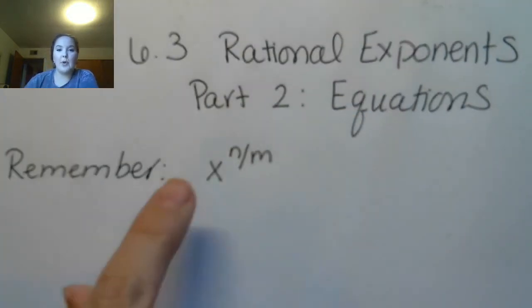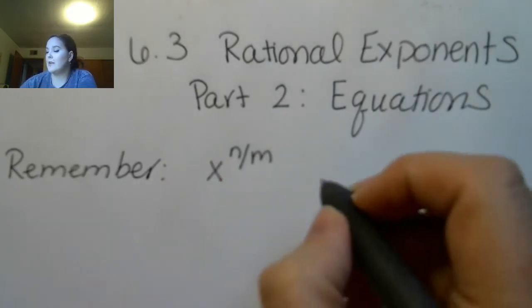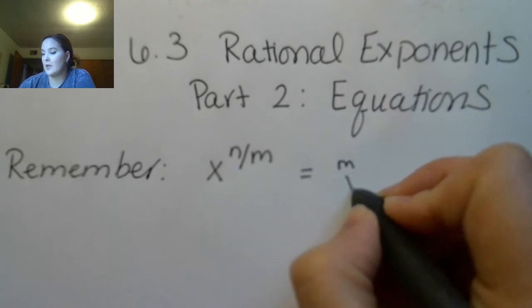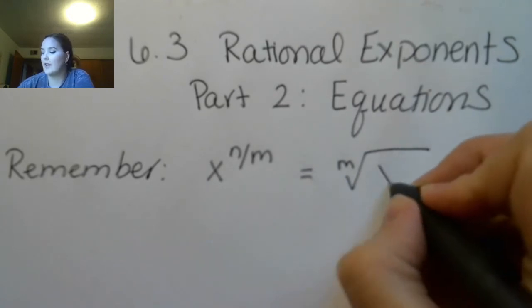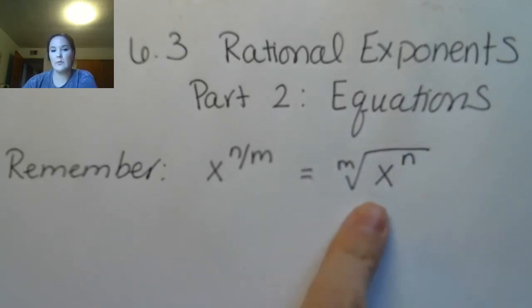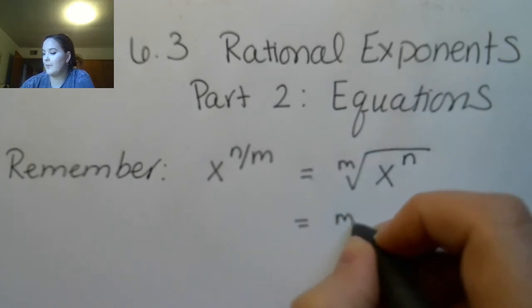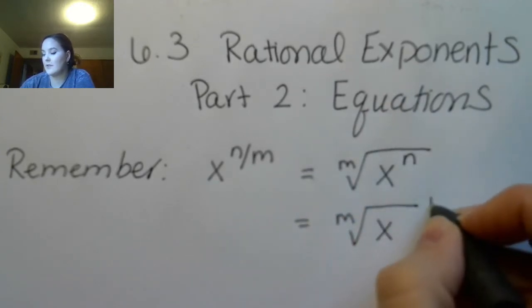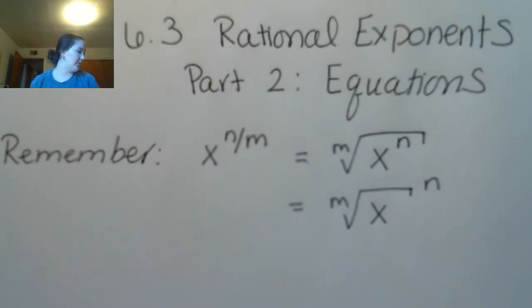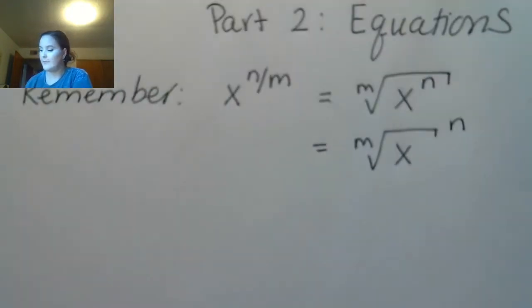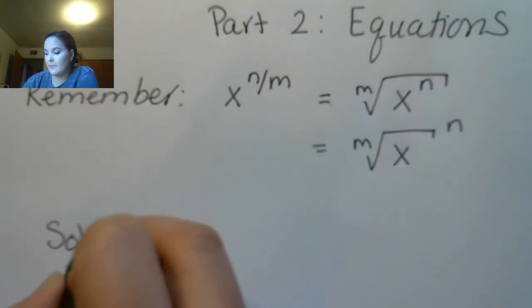Okay, so remember we were saying that if you have a fractional exponent, the denominator of the exponent is the index of the root. Okay, and the numerator of the exponent is the power. So we can either write it like this, or we can write it like this. And as long as they all exist, then they're all equal to one another. All right, so let's go ahead and do some examples of equations. Let's talk about how to solve them.